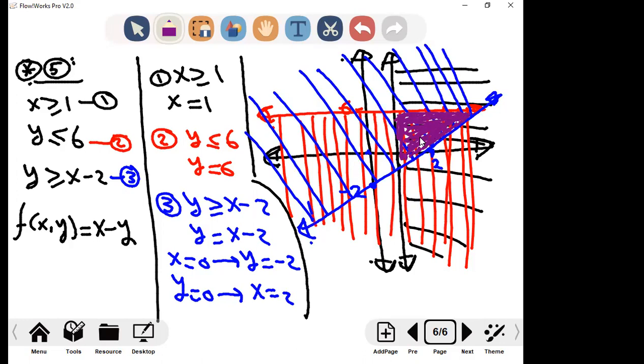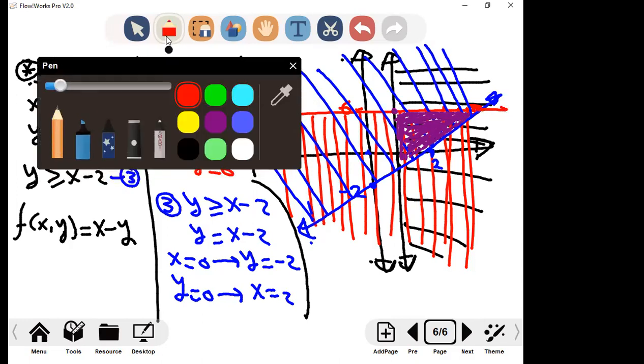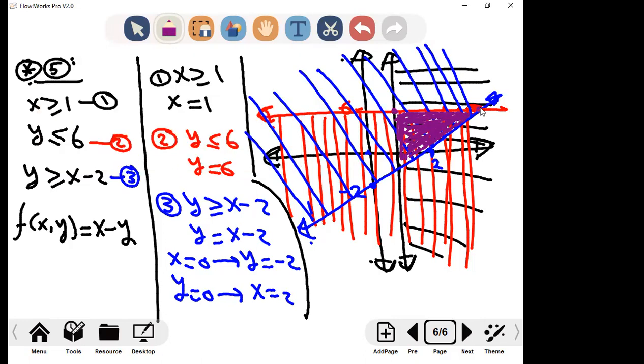Triangle. But how many points do we have? Three points. Point 1, point 2. This line, I will just extend the red a little bit here. See, this is point 2, right? And this is what? Point 3. But there is a point we can find directly.